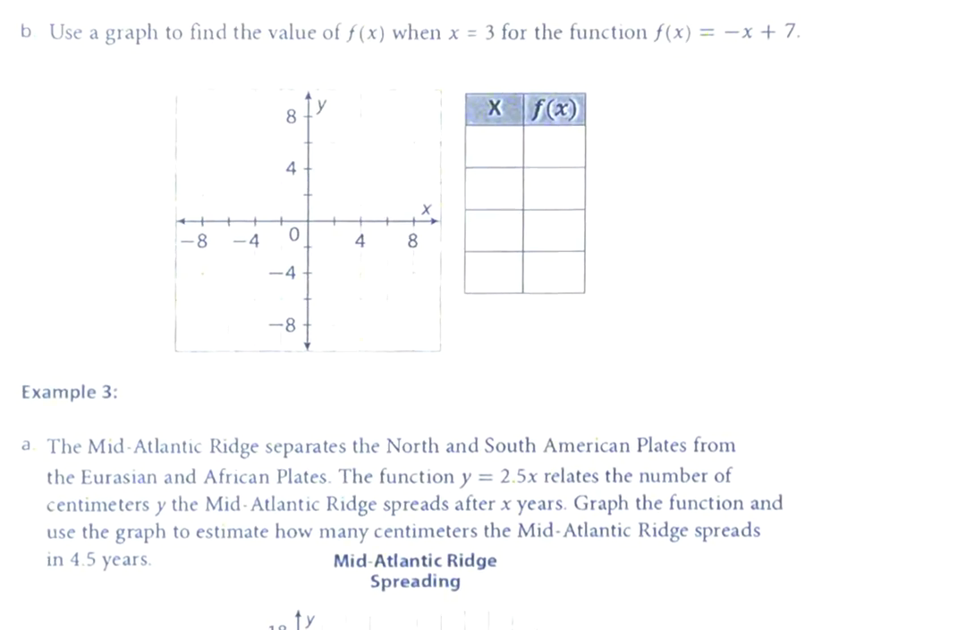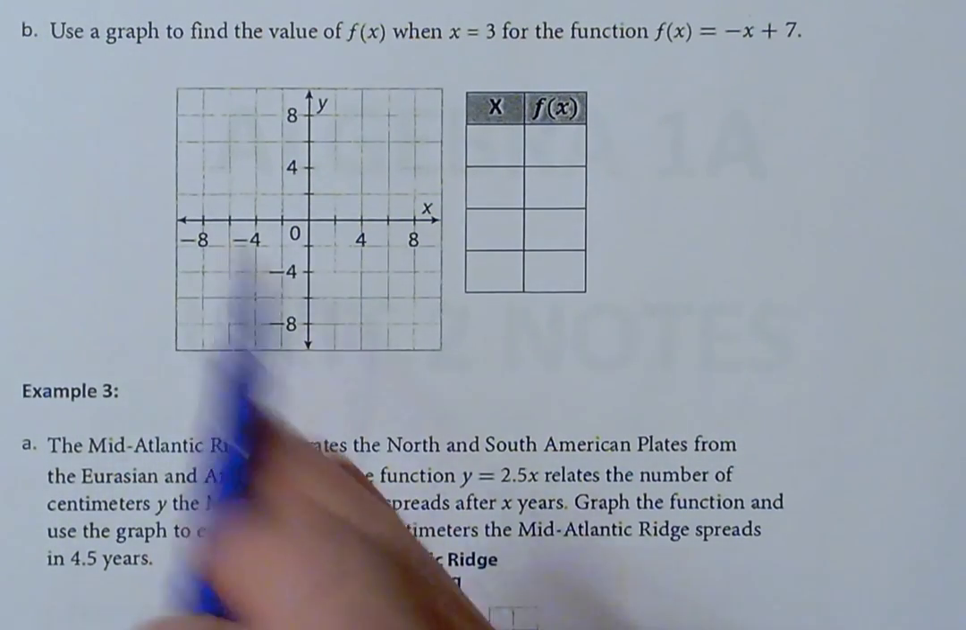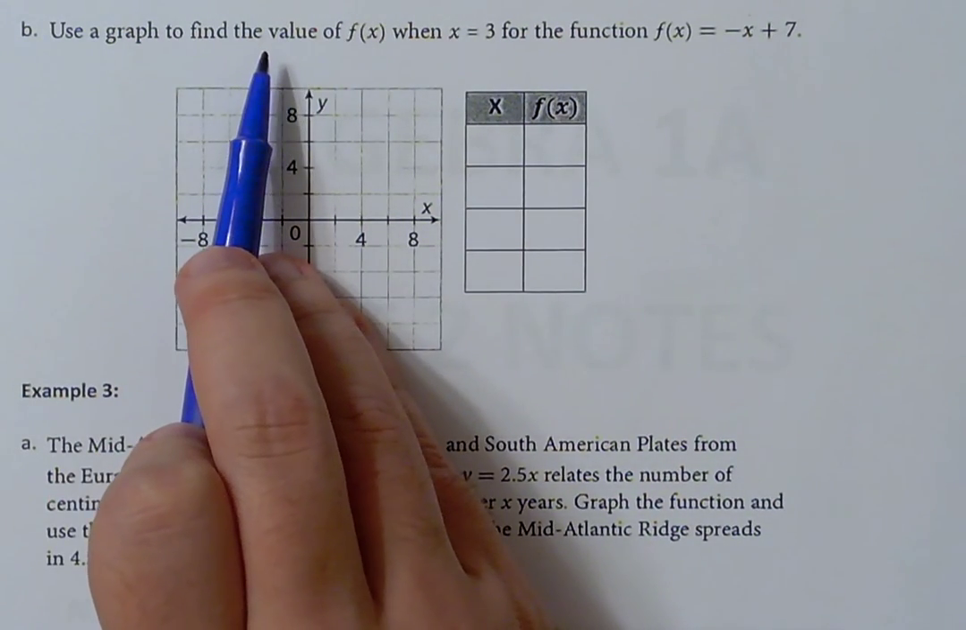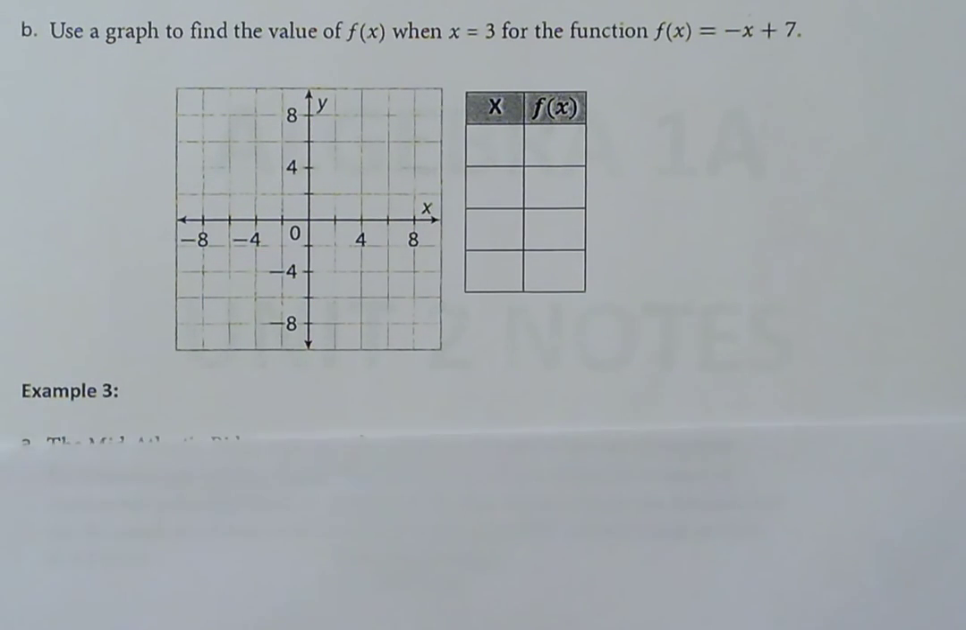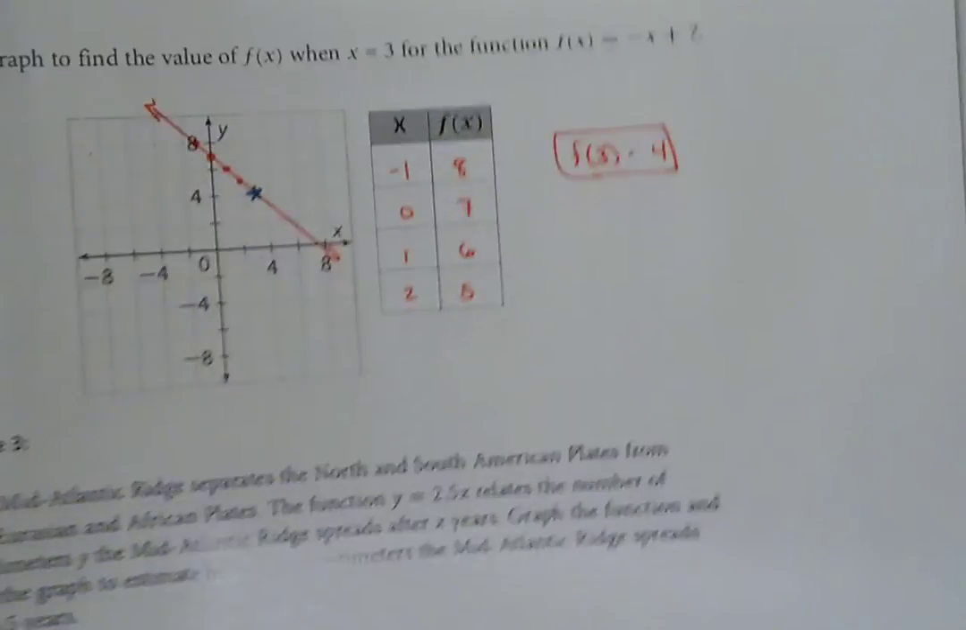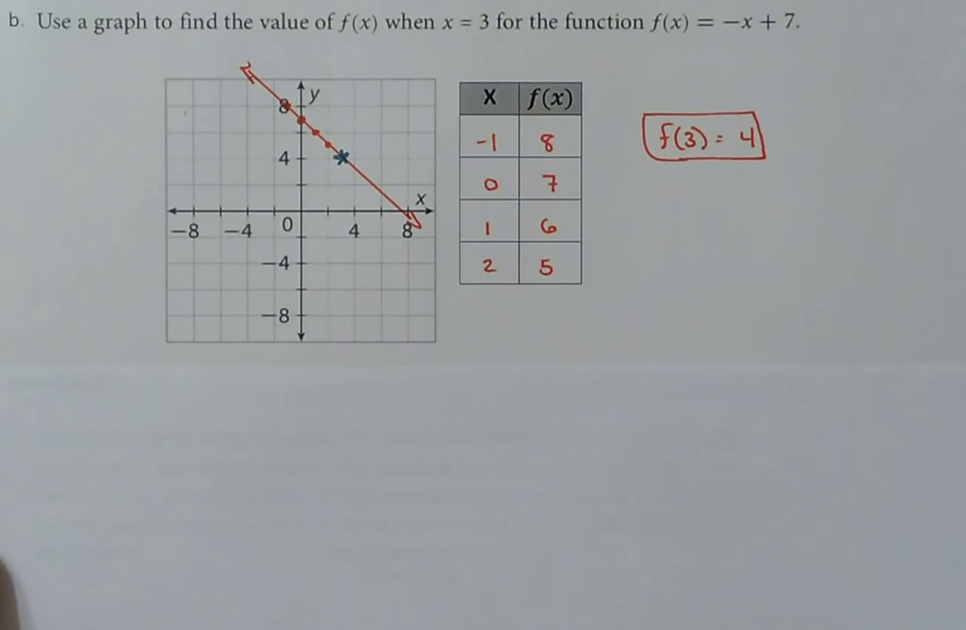All right, so that is example 2, parts A and B, and this really should be labeled 3, but part B is going to ask you to do the same thing, to use a graph to find the value of f of x when x equals 3 for the function f of x equals -x plus 7. So you can go through and graph this if you would like.